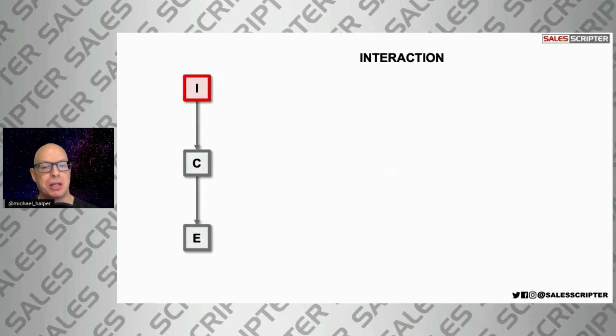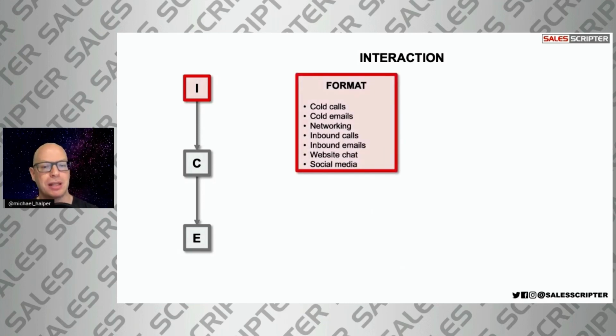The interaction is basically the first time that you're interacting with the prospect. And so this can take a few different shapes. One of the most common things that you might picture for this first step is a cold call, an outbound cold call. Could also be an inbound call where a prospect calls you or calls your company.